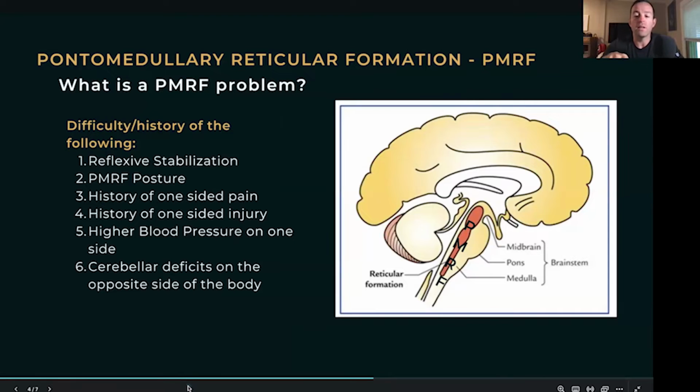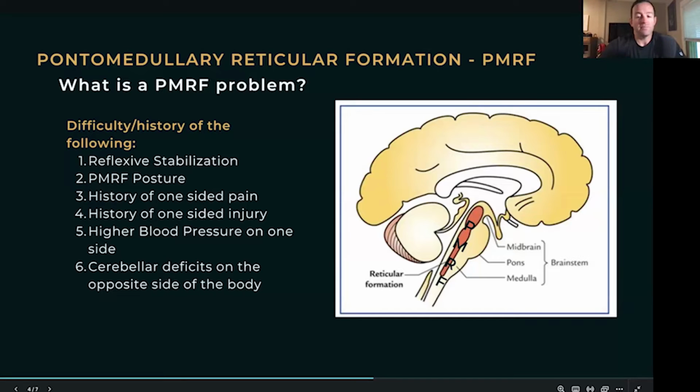Okay, now let's move into some of the nuances here, some of the important things you need to know about the PMRF. In this image here on the right, you see the brain and you can see the PMRF. We're talking about the brain stem. So you can see there it says midbrain, pons, and medulla. That is the area that we are discussing, but particularly the pons and the medulla are the areas that are of most importance for this conversation.